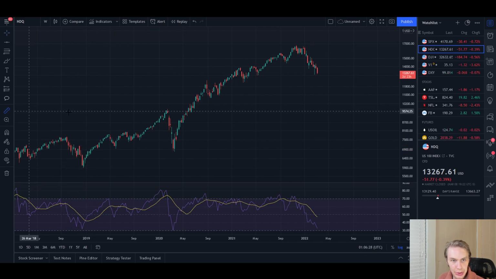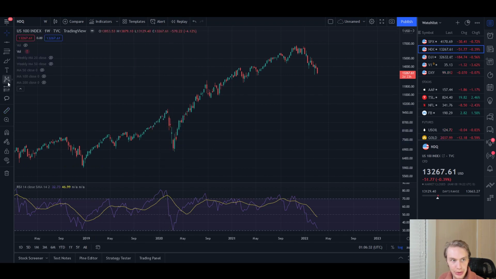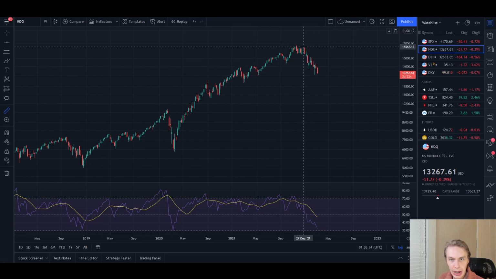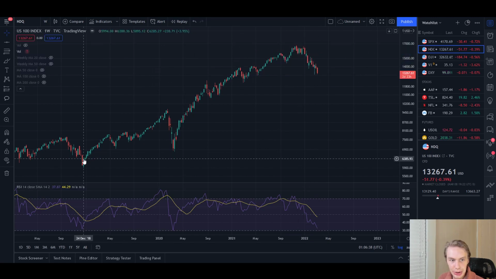If we look at some of the percent drawdowns, that was around a 22% drawdown. The COVID crash was around a 30% drawdown from the high. And then if we measure from the high up here, we're about at 22%. So we are about in line more or less with these, the COVID crash being a bit more severe than the 2018 correction, crash, whatever you want to call it. And we're re-entering that territory now.